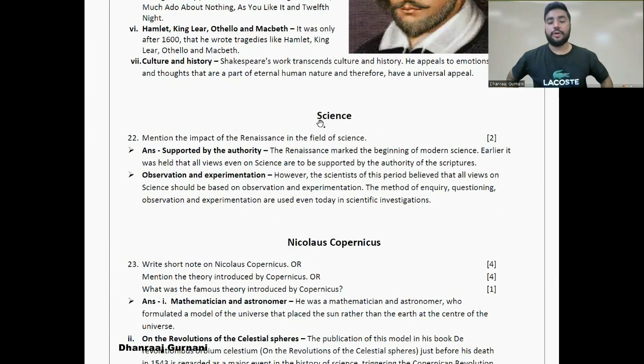Mention the impact of Renaissance on science. Supported by authority: the Renaissance marked the beginning of modern science. Earlier, it was held that all views, even on science, are to be supported by the authority of the scriptures. Basically, no scientific evidence or scientific experiment could be conducted without the support of the authority of the scriptures.